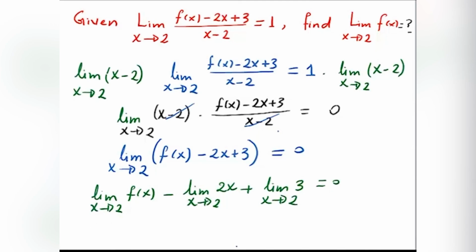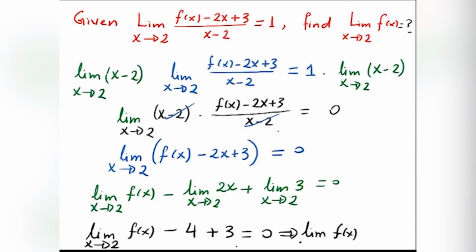So what do I have here? I have the limit of f of x as x goes to 2 minus the limit of 2x as x goes to 2, which is 4, so it will be negative 4, plus the limit of 3 as x goes to 2, which is just 3, so it will be negative 4 plus 3 equals 0. So what is the limit of f of x? Then the limit of f of x as x goes to 2 is simply 1. Very interesting and easy.